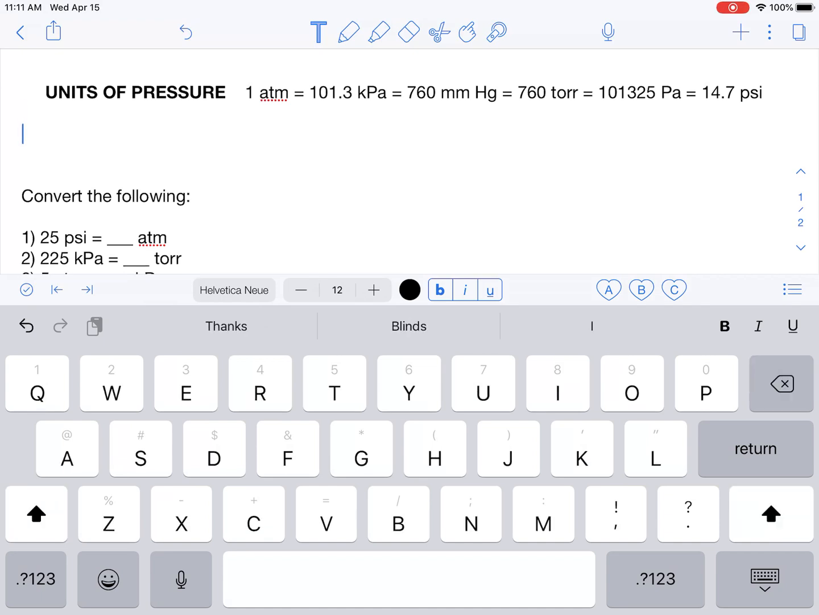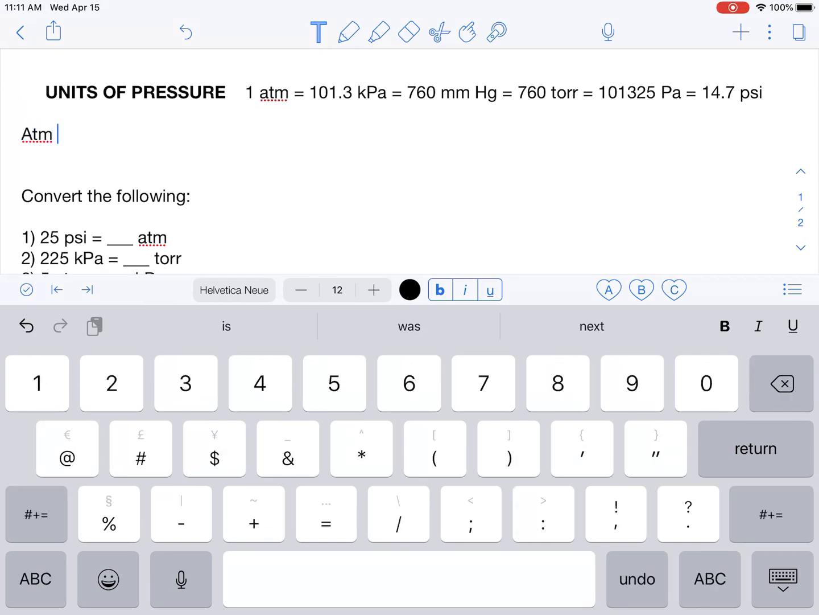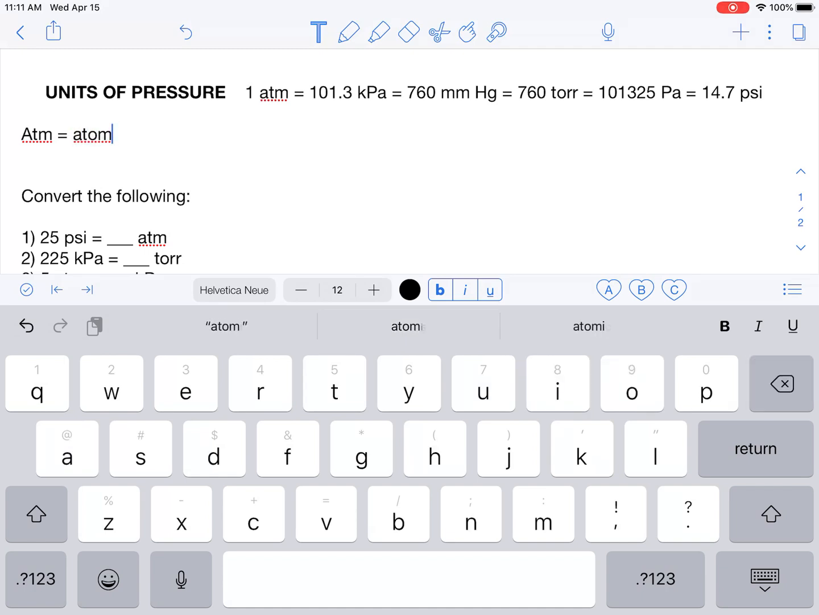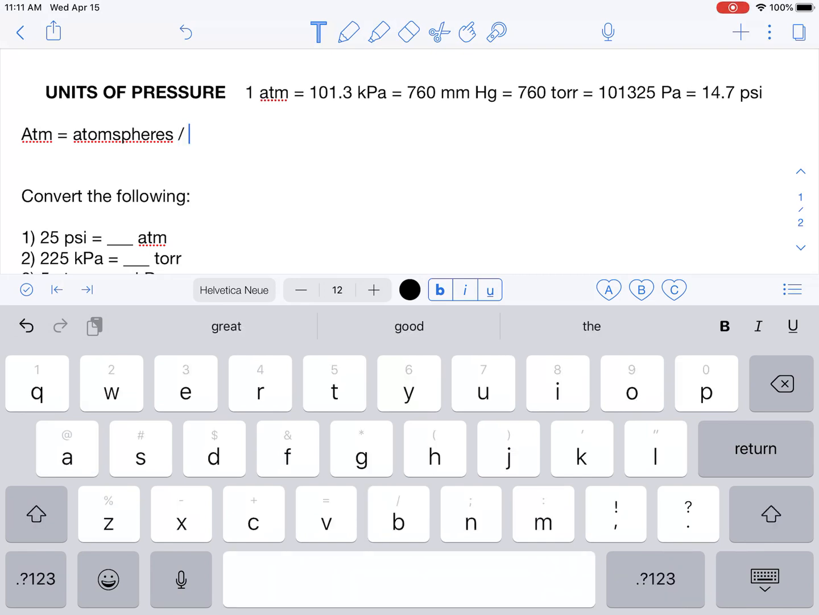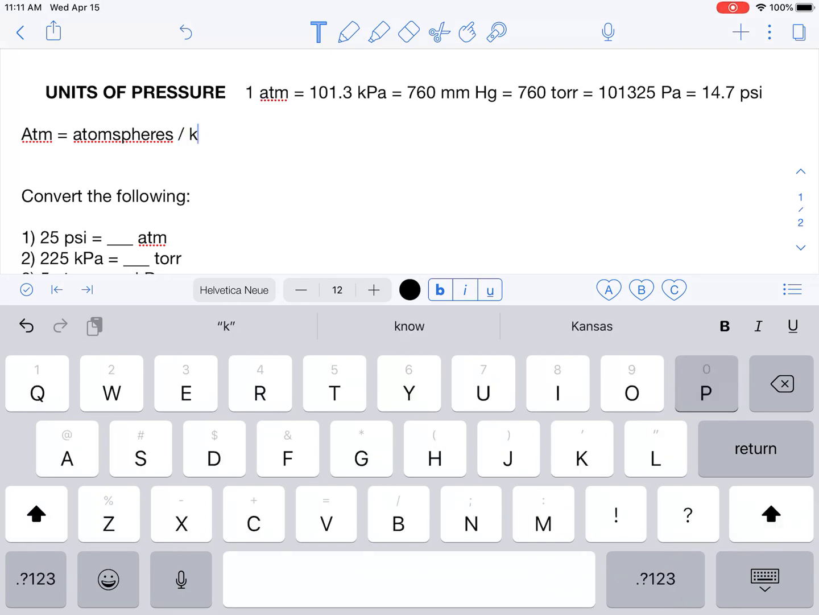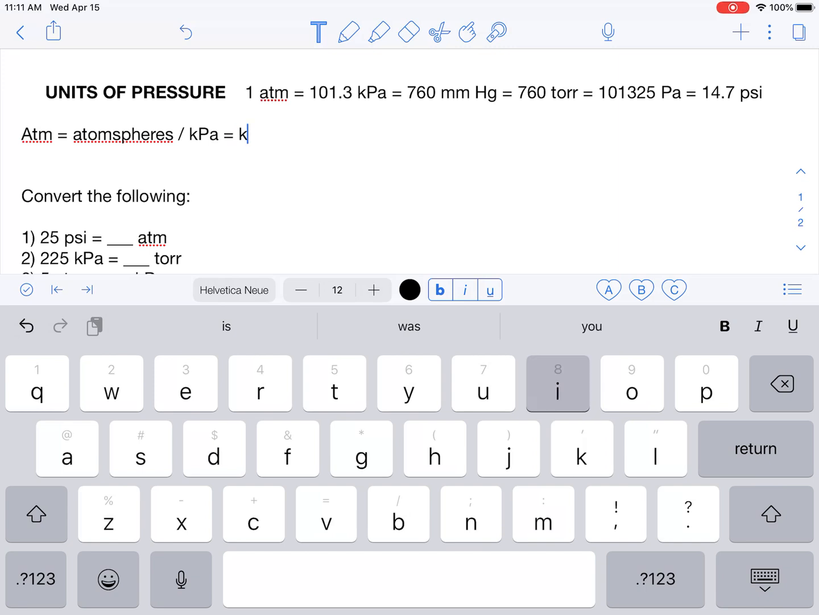Now, ATM, guys. ATM is not ATM where you go get money. ATM means atmospheres, okay? So let's make sure we know that. The next one is kPa. kPa is an abbreviation for kilopascals. And these are just numbers. These are just very different ways to talk about pressure of a gas.